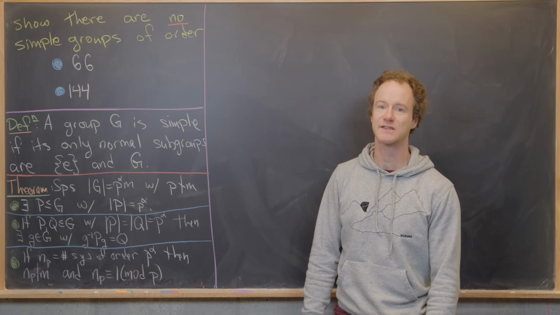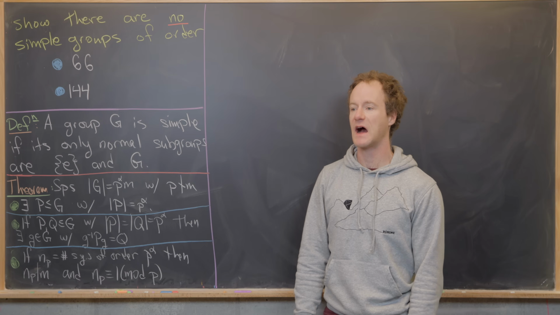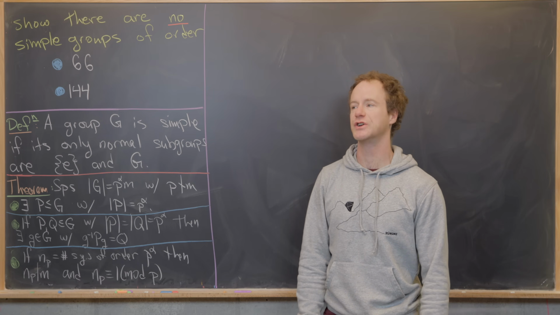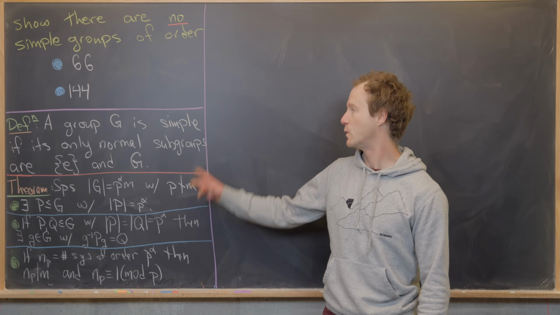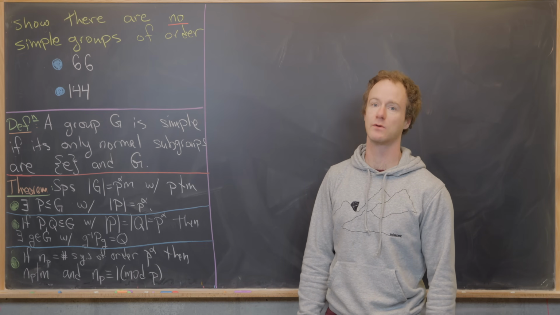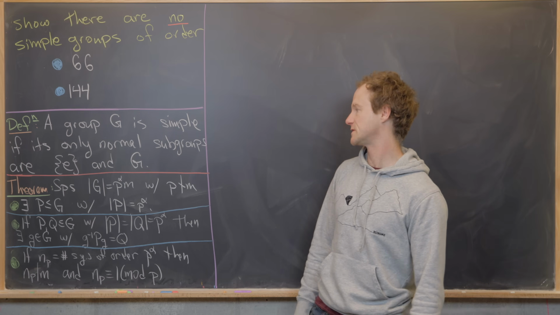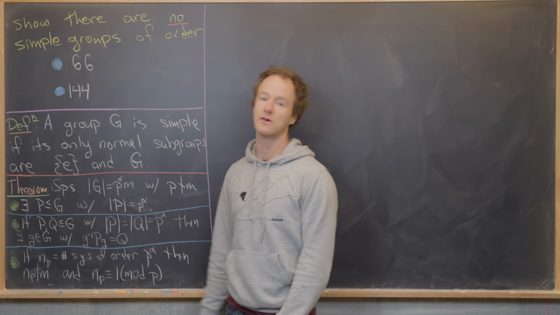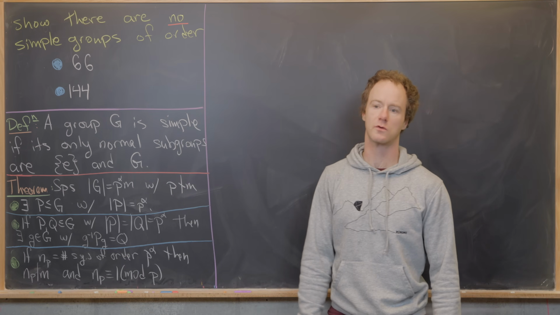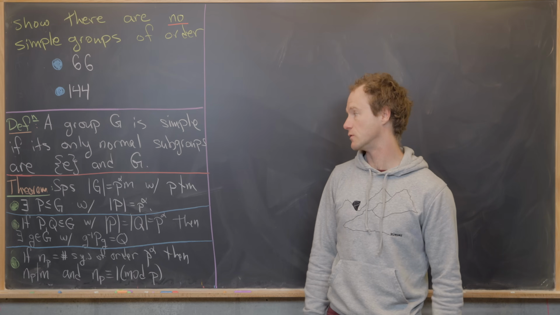order 66 or 144. So I'm going to start at a fairly high level here where we know what the notion of a group is, a normal subgroup, and so on and so forth. I will recall the definition of a simple group. That's a group that has no non-trivial normal subgroups. In other words, its only normal subgroups are the trivial group E and the whole group. So simple groups play the role of prime numbers in group theory.